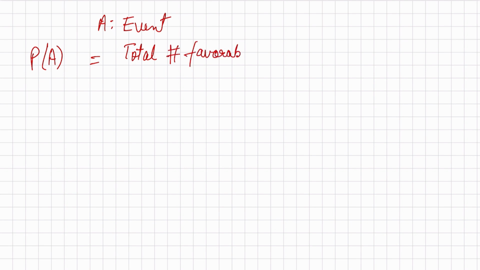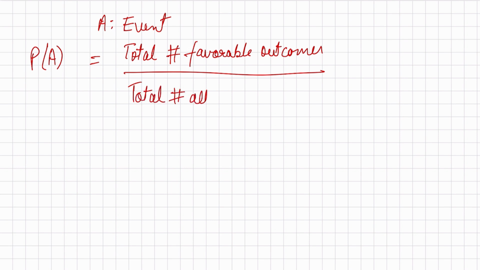All right, so now let's talk about some formulas. So what is the probability of any event A? So A is basically an event. The probability is nothing but the total number of favorable outcomes upon all possible outcomes.